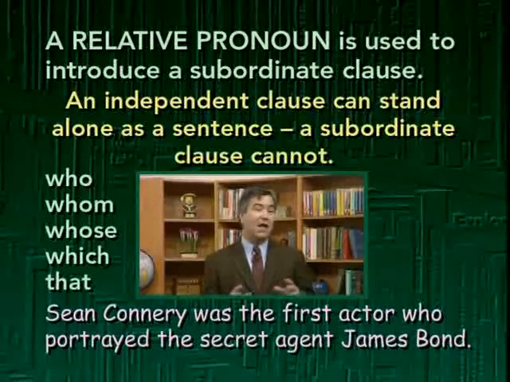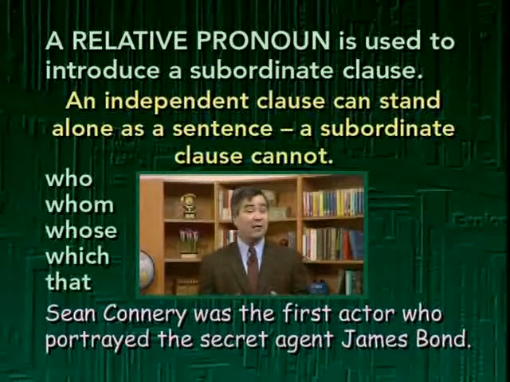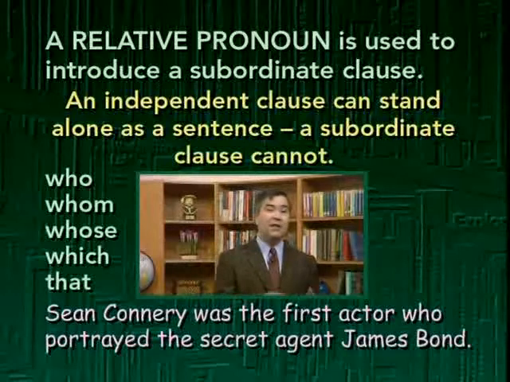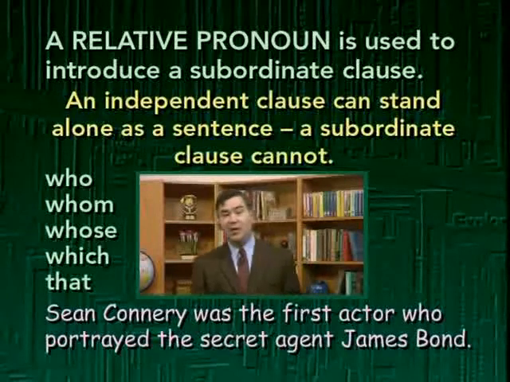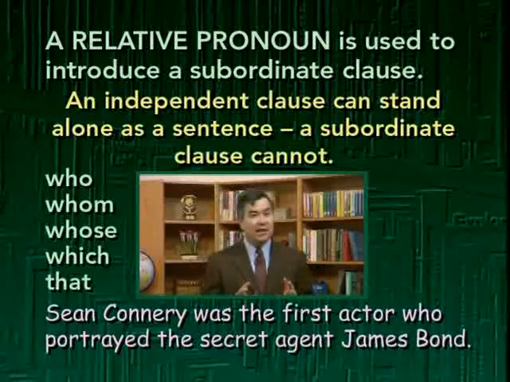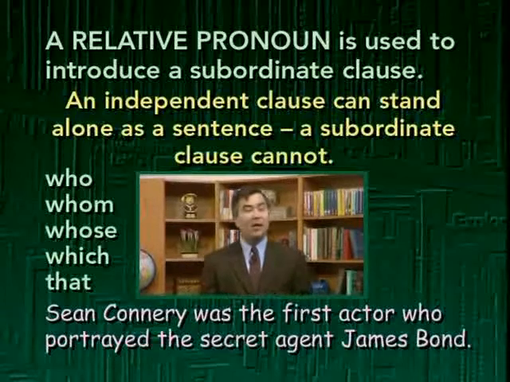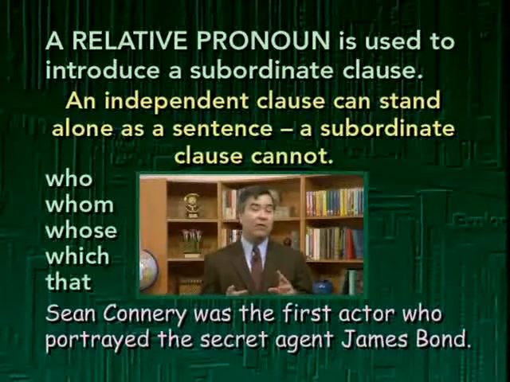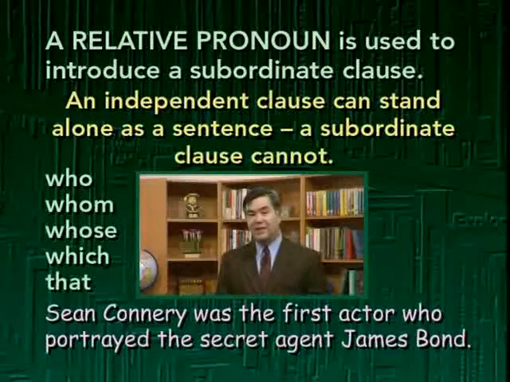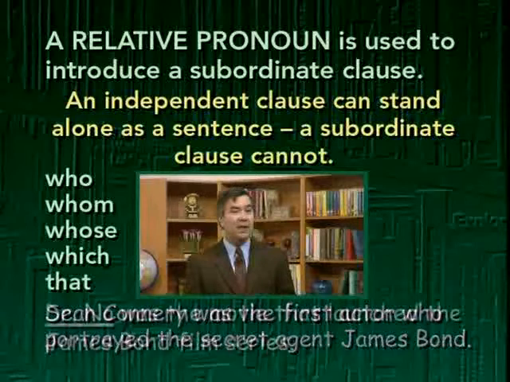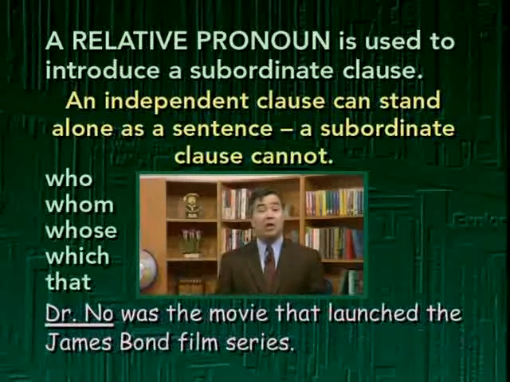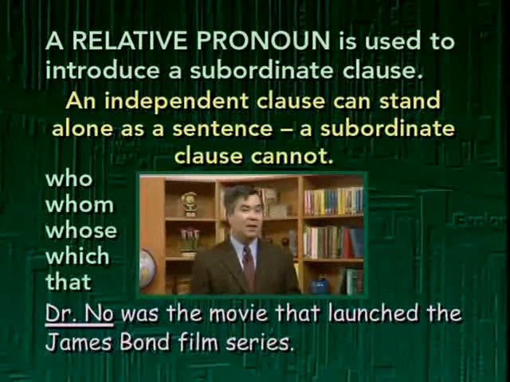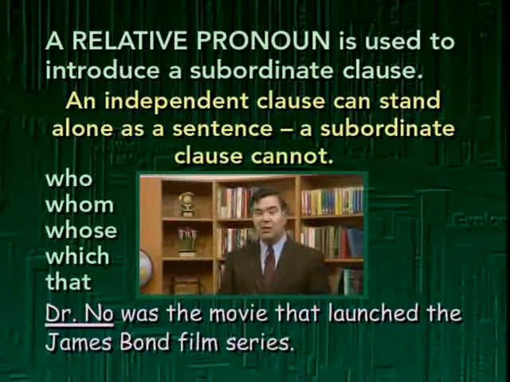Therefore, in a sense, the entire subordinate clause acts as a modifier, much like an adjective, giving more information about a specific noun in the independent clause. And that's how the subordinate clauses introduced by relative pronouns work. They work as modifiers, giving more information about a noun that appears in the independent clause. Here's another example. Dr. No was the movie that launched the James Bond film series. In this sentence, we have an independent clause, Dr.